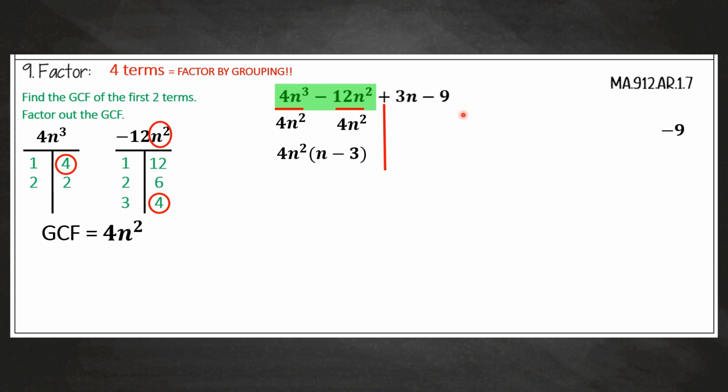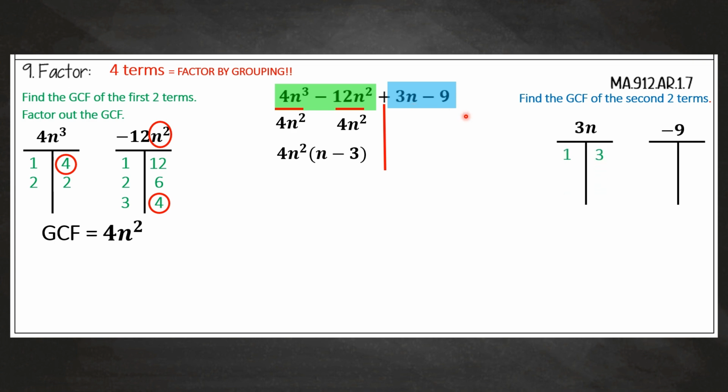Now I'm going to find the GCF of the 3n minus 9. So the factors of 3n are 1 and 3. The factors of 9 are 1 and 9, or 3 and 3. My greatest common factor would then be 3. And I cannot factor out a variable here because the negative 9 does not have a variable. So my GCF is 3.